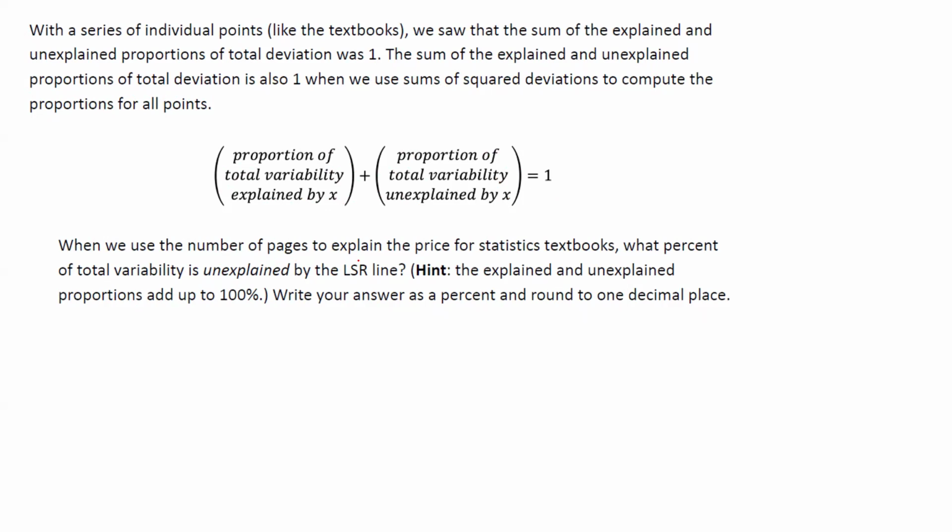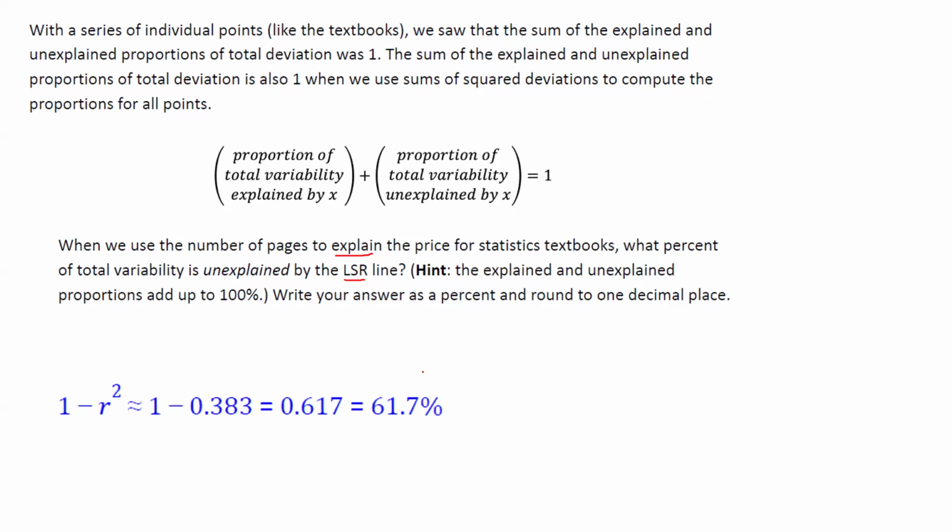When we use the number of pages to explain the price for a statistics textbook, what percent of total variability is unexplained by the least squares line or regression line? Well, this is a simple calculation. 1 minus R squared is about 61.7%. So the percent of total variability that is unexplained by the regression line is 61.7%. What do you think?